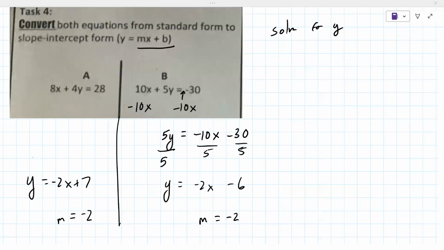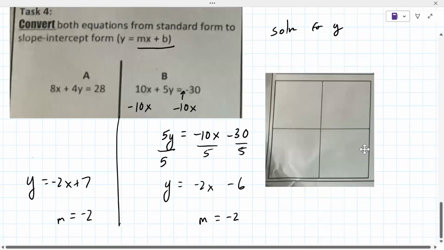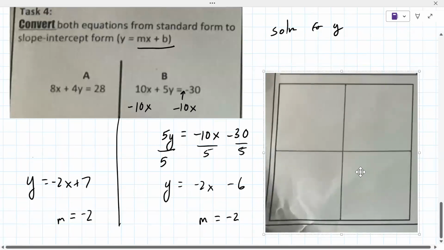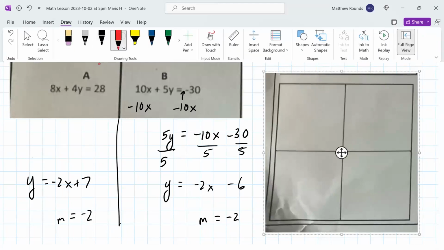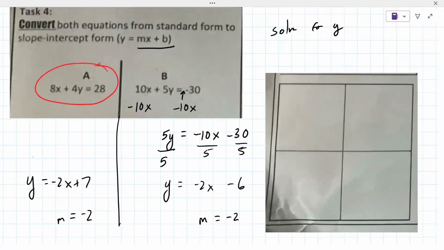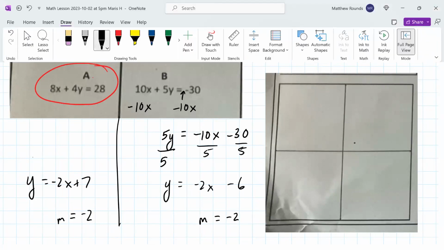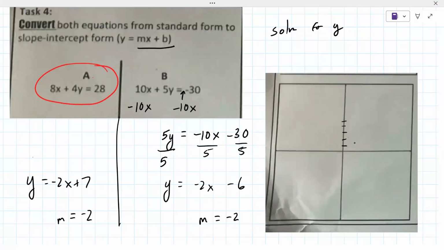Now the next thing they want you to do is graph this. We're going to use colors to help. I'll do A in red. It has a b value of 7. That means it goes through 7 on the y-axis: 1, 2, 3, 4, 5, 6, 7. And it's got a slope of -2. Do you remember what that means in terms of going up and down?